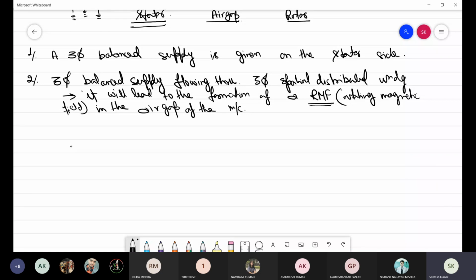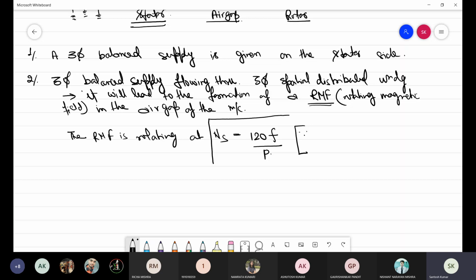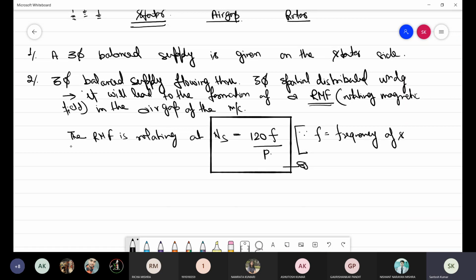So the rotating magnetic field is rotating at NS, which is given by the formula 120 F upon P. This formula you have to remember, where F is the frequency of supply on the stator side, and P is the number of poles of the machine.